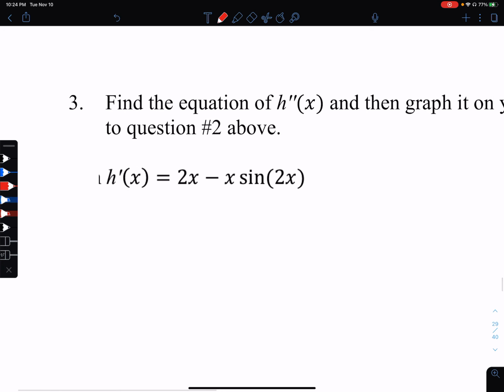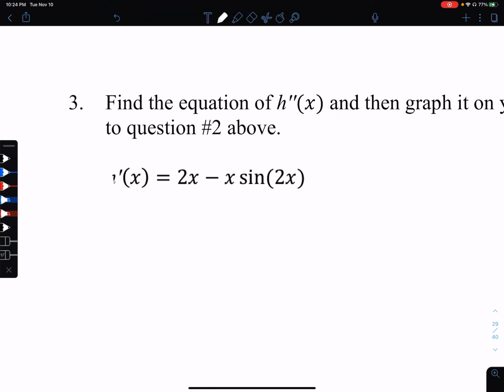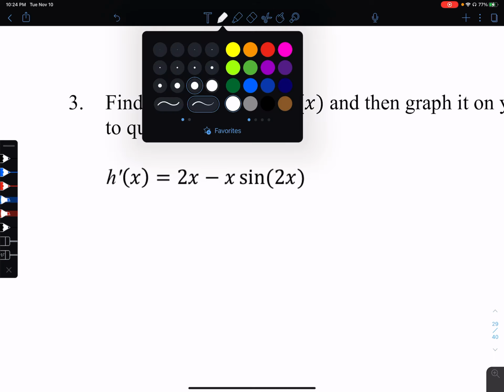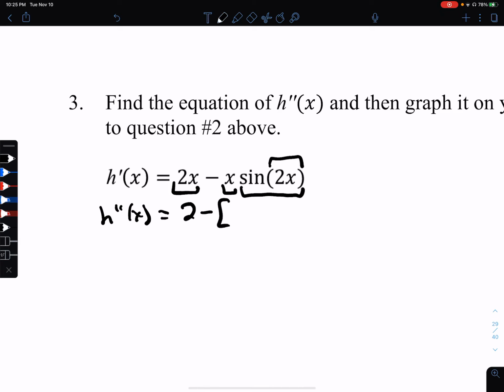So h double prime. All right, h prime prime. This is the power rule. It's just one function. This is going to be the product rule, and this also here is going to be the chain rule. So we've got a lot of stuff going on here. Power rule, derivative of 2x is just 2. We are subtracting from that whatever this derivative is, and so I'm going to put this in brackets.